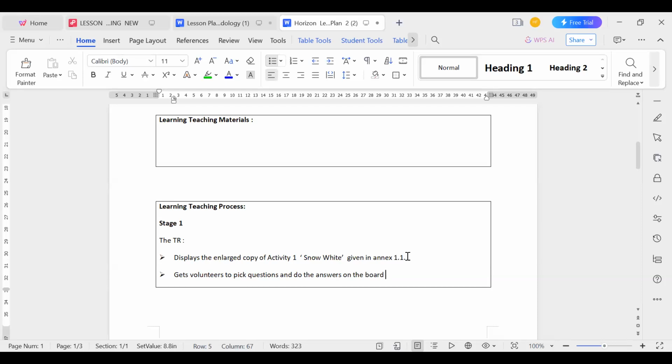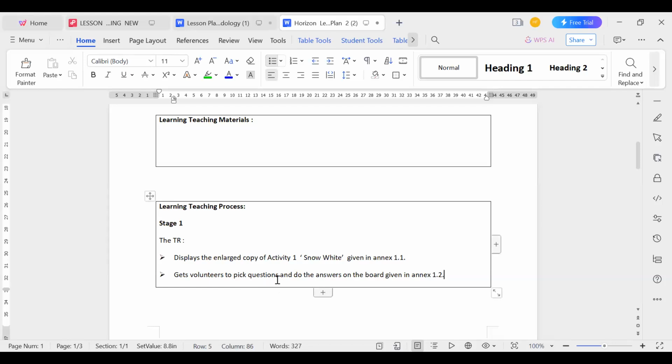Given in... then the questions are there. Name the annex. What should be the name of the annex? 1.2. 1.2. Right.